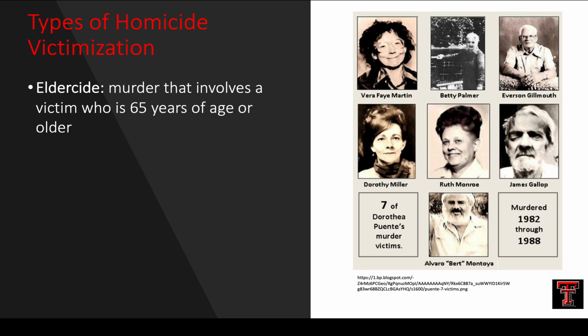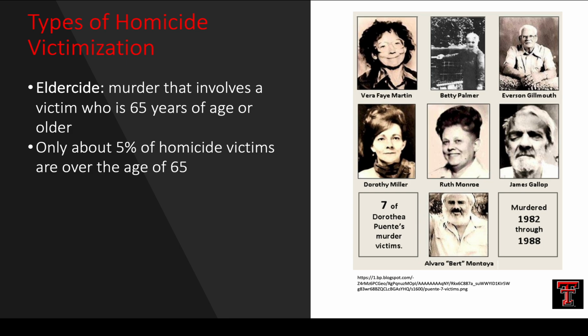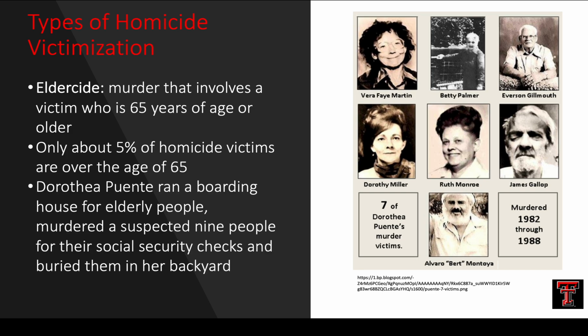Okay, eldercide. This is a type of homicide that involves a victim who is 65 years of age or older. So this is not common at all, again. Only 5% of homicide victims are over the age of 65, so it's not very common at all. And when it does happen, it does receive a lot of attention. And often the reason for this is also financial, a common motive for eldercide.